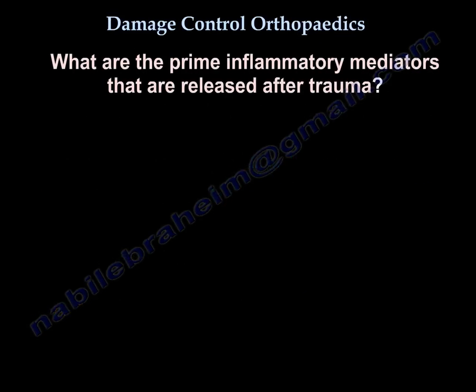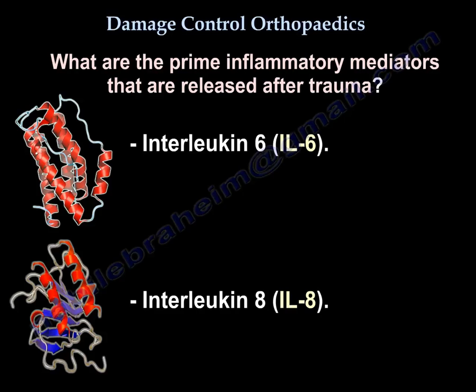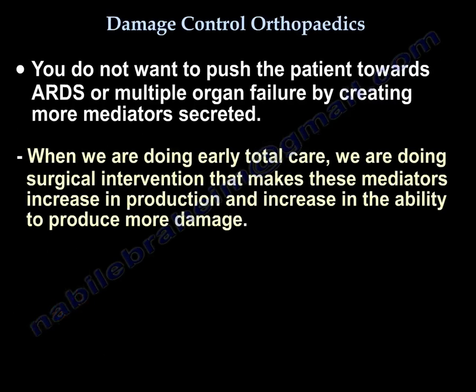So what are the prime inflammatory mediators released after trauma? It will include interleukin 6 and 8. You do not want to push the patient towards ARDS or multiple organ failure by creating more mediators secreted, because with surgical intervention these mediators increase in production and in their ability to produce more damage.